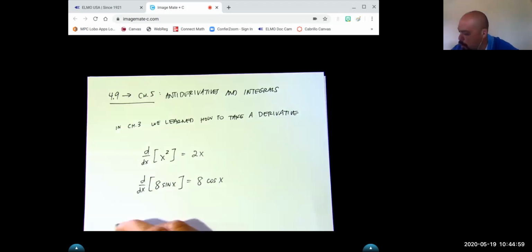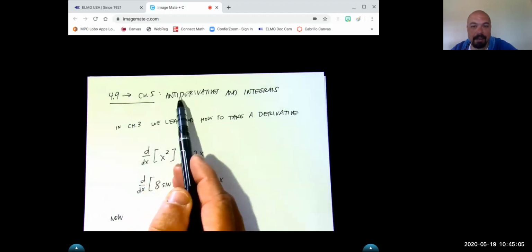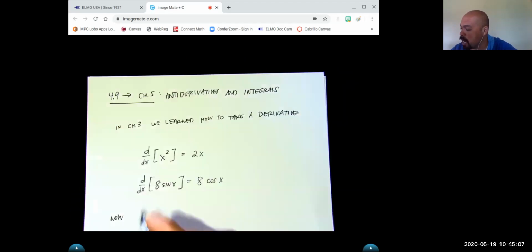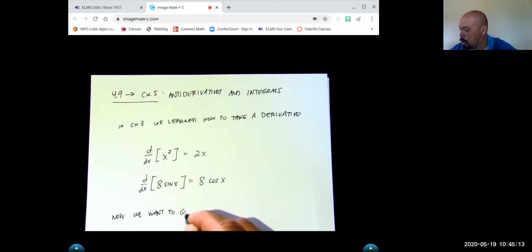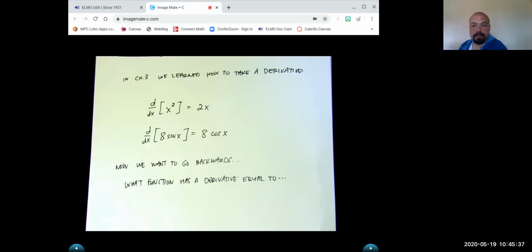So now, in 4.9 and leading into chapter 5, antiderivatives, kind of the opposite. Now, we want to go backwards. Our question becomes, what function, what equation, has a derivative equal to whatever it might be?